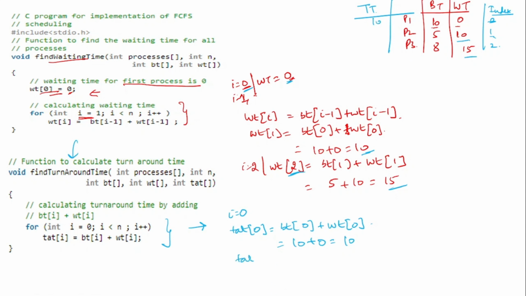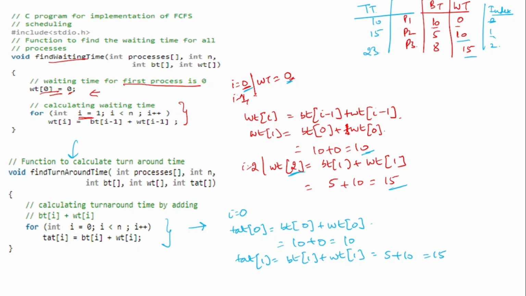Again, the turnaround time for the first process is the burst time of the first process plus the waiting time of the first process. So the burst time, that is 5, plus 10, that is 15. Similarly for the second process it would be 8 plus 15, which makes it 23. That's how we have calculated the turnaround time of each and every process here. This function is used to calculate the turnaround time.